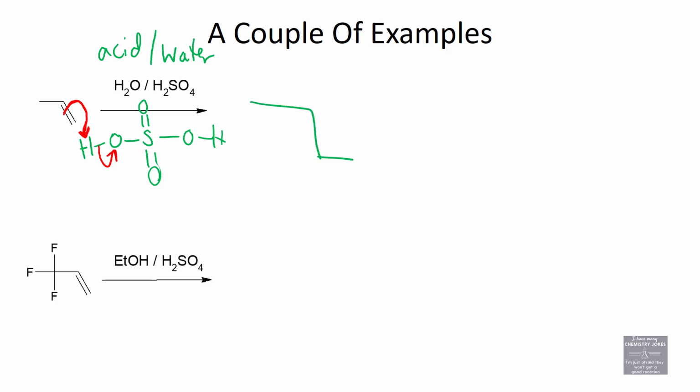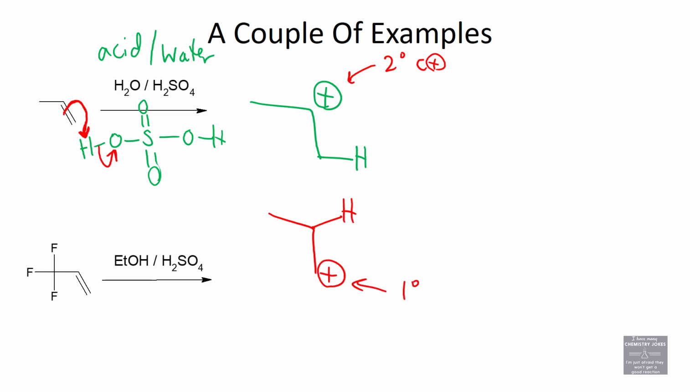That makes the H get added here because Markovnikov said so. Be careful. The H gets added here because that gives me a carbocation up there. What variety? Secondary. This carbocation is a secondary carbocation. If I had added the H up there, the carbocation would have been down here. That would have been primary. So secondary carbocation, more stable than primary. When you're doing acid additions like these, you should always make the more stable carbocation.